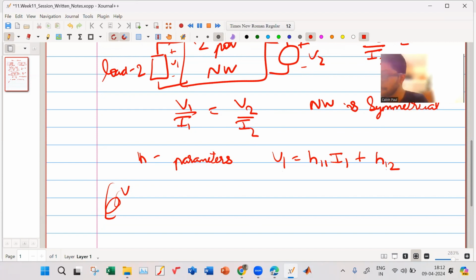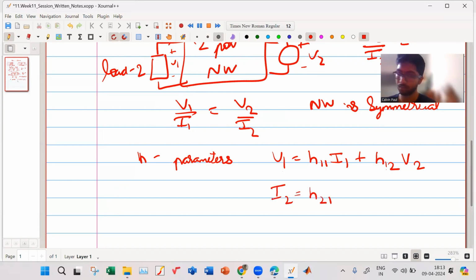V2. Okay. Next over here, what is the second equation? I2. I2 is equal to H21 into what? I1. Yes, plus H22 V2. Okay.